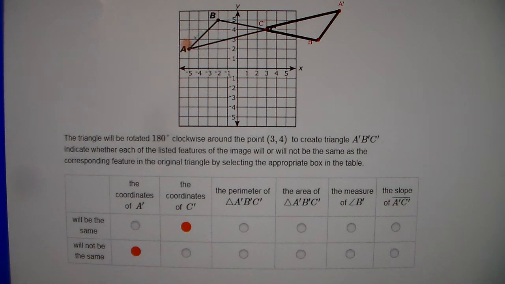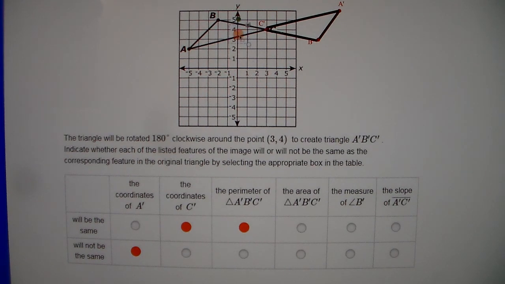The perimeter of ABC. Now, did the perimeter stay the same? You bet. It's all the same distance. It's just being rotated around. When you rotate a figure, the perimeter of the figure stays the same. So when you rotate figures, the perimeter will always be the same, from triangle ABC to triangle A prime, B prime, C prime.